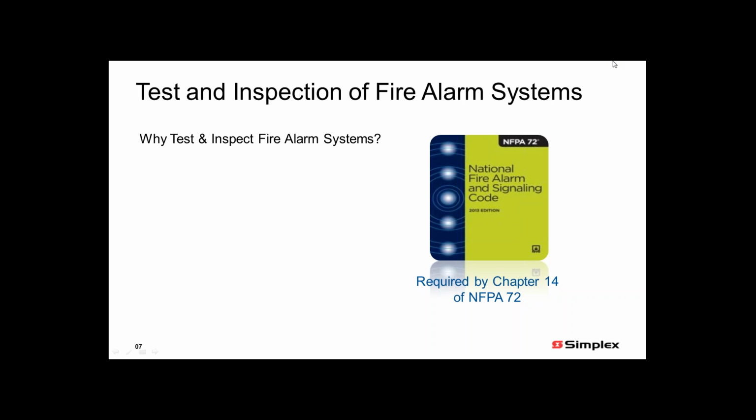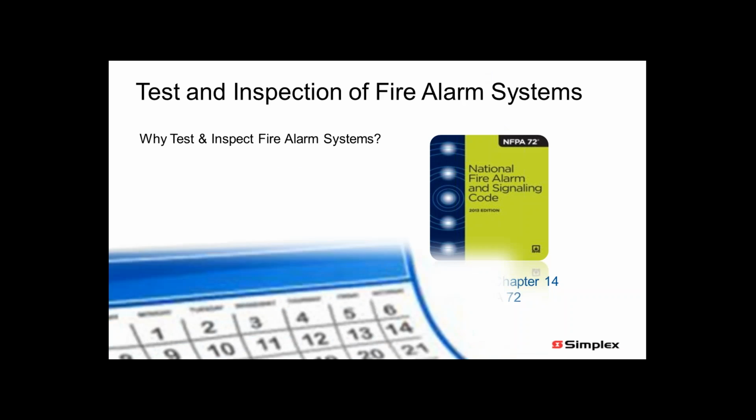So our testing chapter comes from Chapter 14, and it is the only chapter that's retroactive, meaning that no matter when your facility was built and what edition of 72 and the Life Safety Code it was under at the time, whatever edition of 72 has been adopted today, that's the edition you use for testing and inspection. It's the only chapter that's retroactive. The rest of the document is not, unless local jurisdiction, codes, or governing bodies require that. So we'll just jump right in.